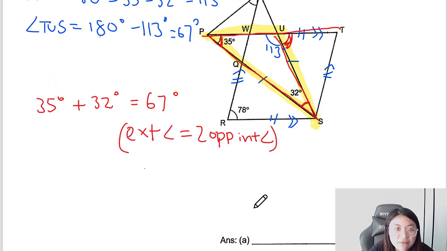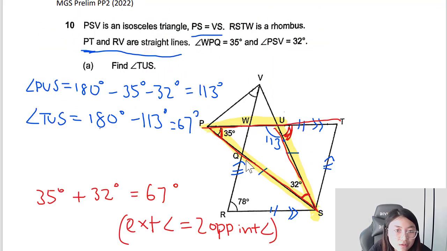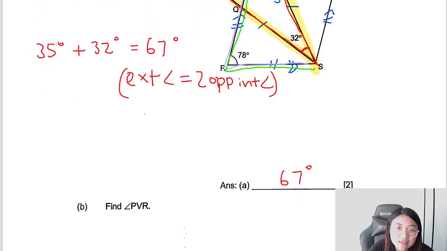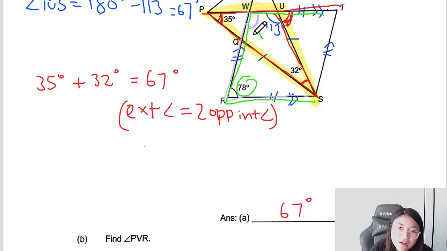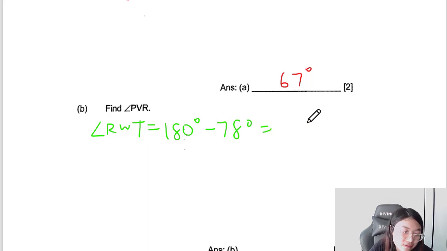Let me fill this in first: it is 67. Next question: find angle PVR. We can first find out what this angle is. Your child will be able to know this as the C, meaning the angles between the two parallel lines. Here being 78, with the C that means 180 minus 78 will give us angle RWU or RWT. Angle RWT is 180 minus 78, which is 102.